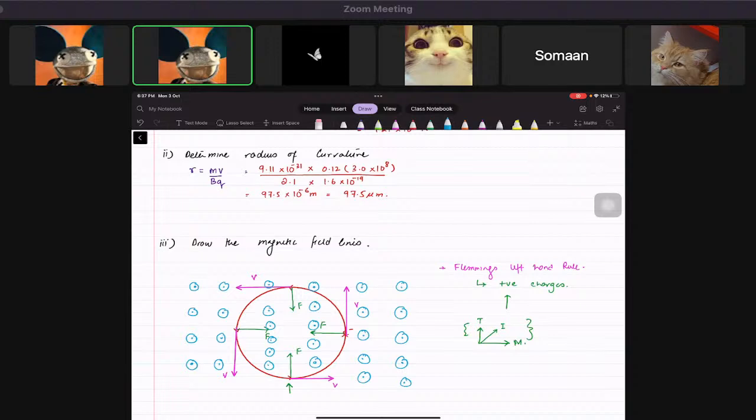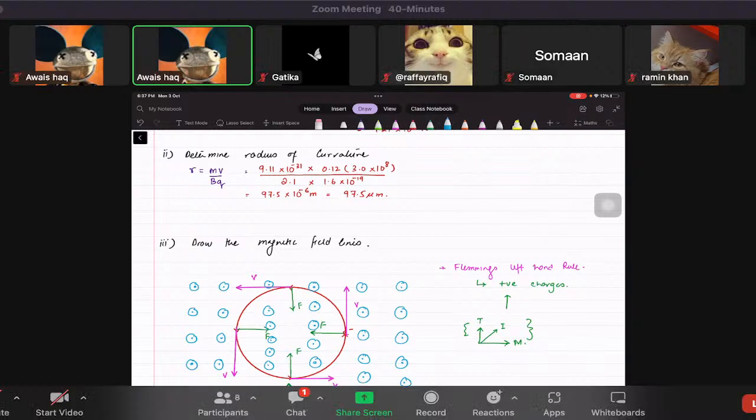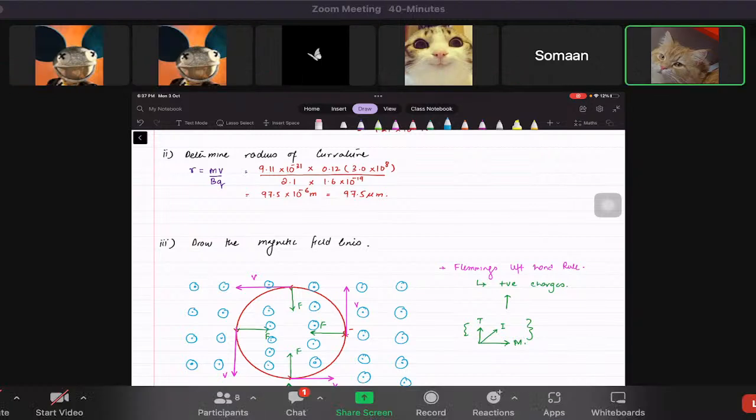And about Rafe and Ramin. Yes, sir, understood. Okay. Gatika, is everything okay? Yes, sir. Okay, that's cool. So now you guys understand when to use what. Okay, do remember that point. That's why I put this question intentionally, so you don't make a mistake here.